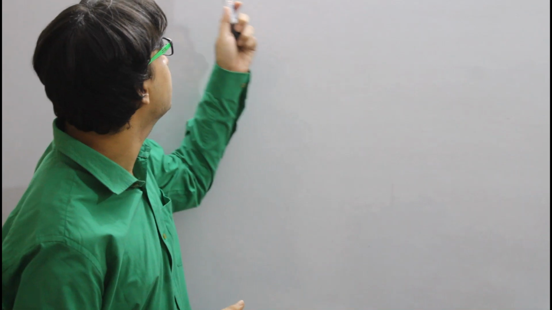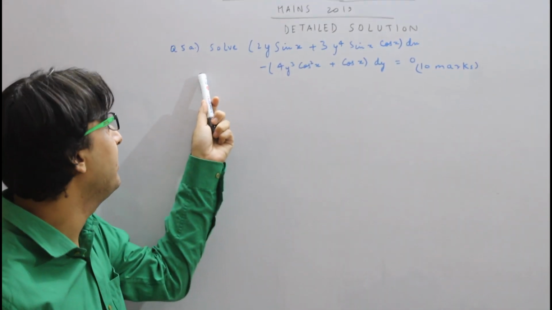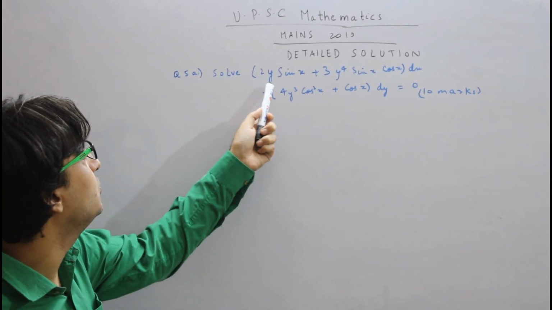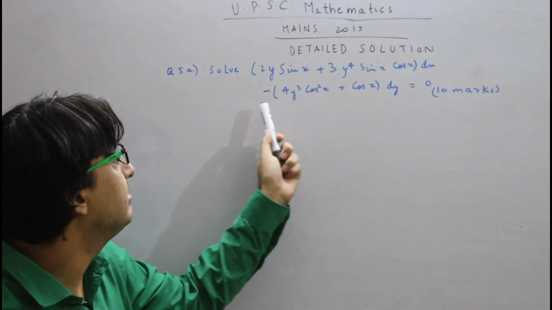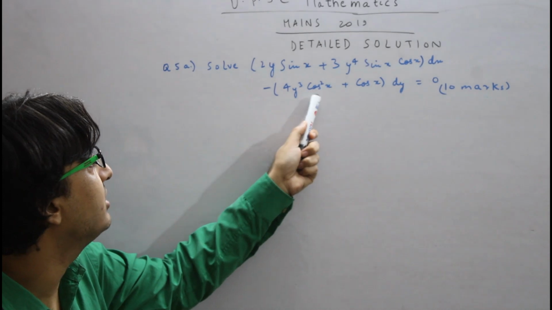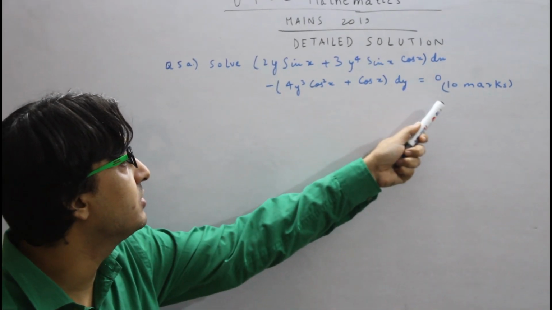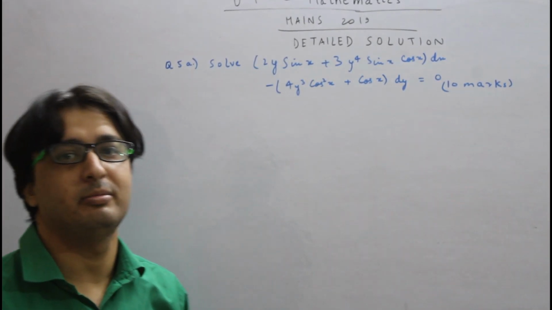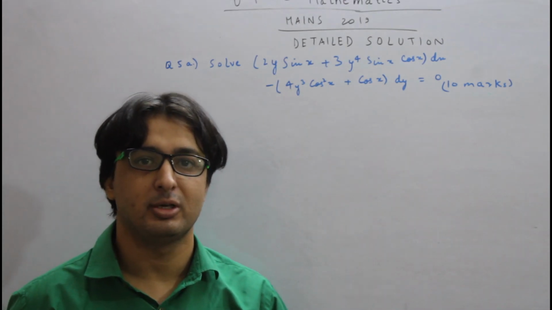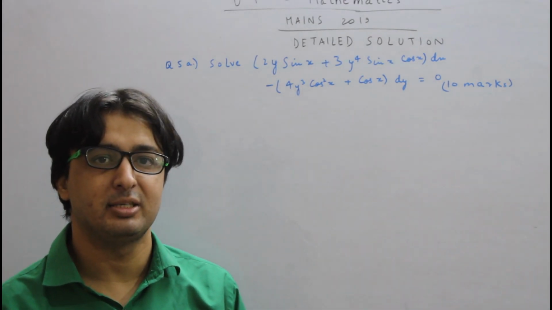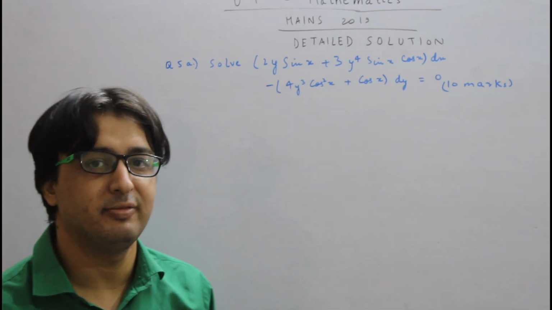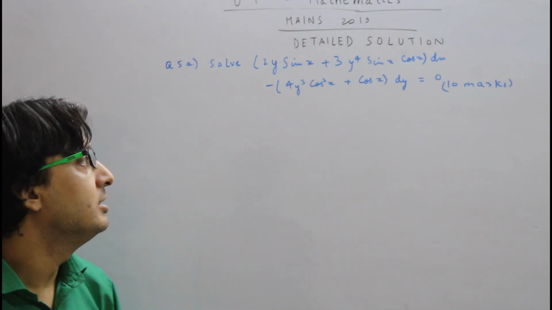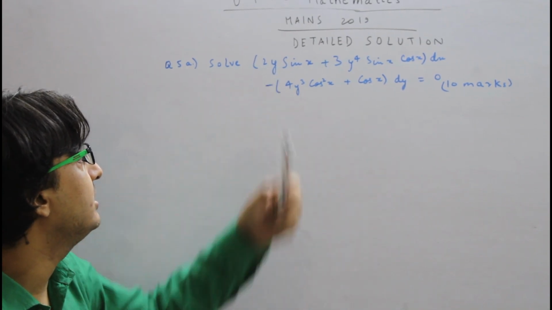So the first question is this: we have to solve (2y sin x + 3y^4 sin x cos x) dx minus (4y^3 cos^2 x + cos x) dy equals 0, for 10 marks. In our previous lectures also on our channel, we have emphasized and underscored that the most focal area is integrating factor. So prima facie, this question appears to be of integrating factor.